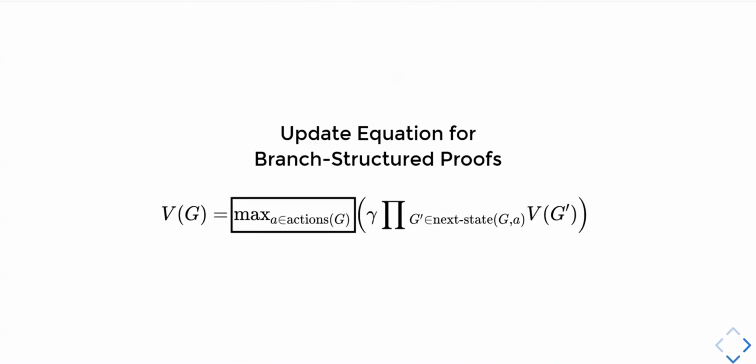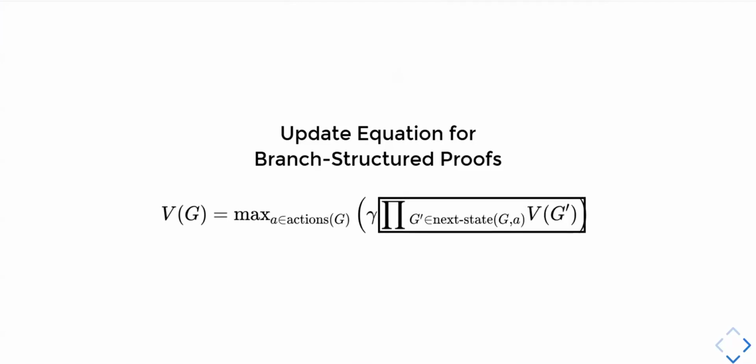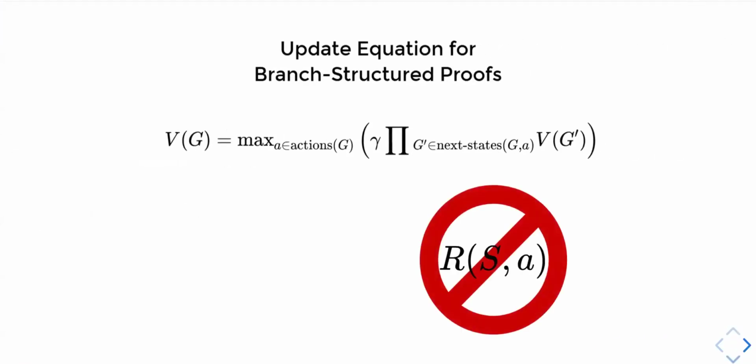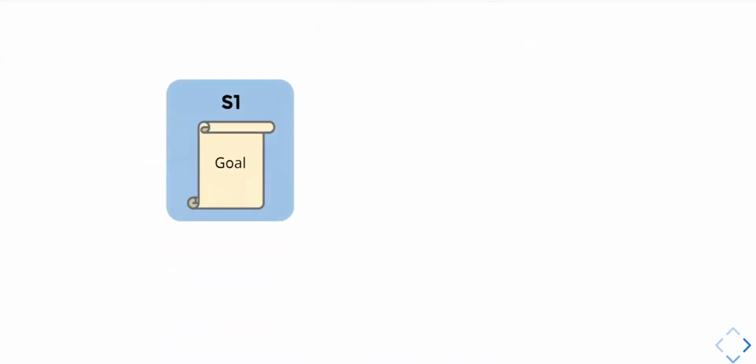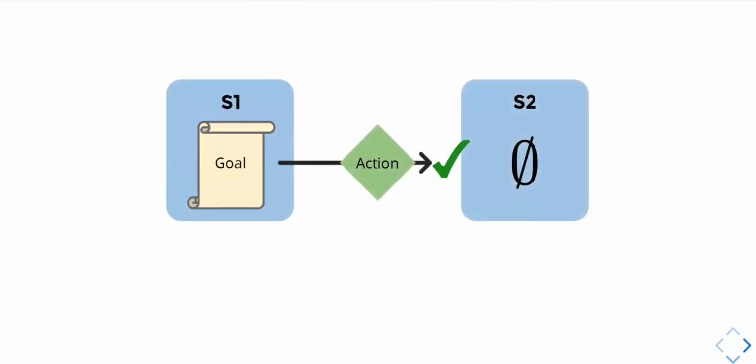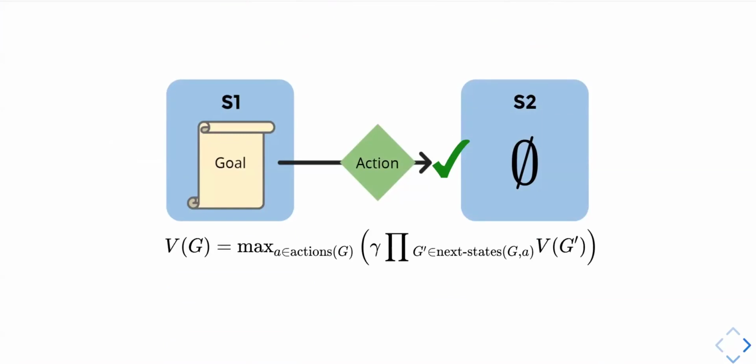So that's our update equation for branch structured proofs. We, like before, are taking the max across all actions, but then we're taking all the different states we generate from that action, multiplying all their values together, and then multiplying it by gamma. You'll notice here, obviously, we don't have that reward term that we had in the Bellman V-value equation, and we don't have to actually set our final value to 1 either. And that's because if you look at a state with a goal, and you take an action that produces no goals, then plugging this through our equation, we're multiplying together all the resulting goals. Since there are none of them, that's taking the product of an empty list, which is just the multiplicative identity 1. So we get gamma for the value of that state right before we finish. And that's exactly the same value we got when we set the final state to 1.